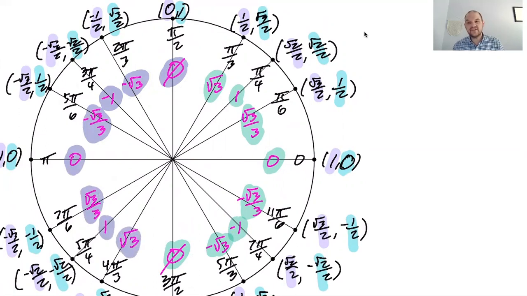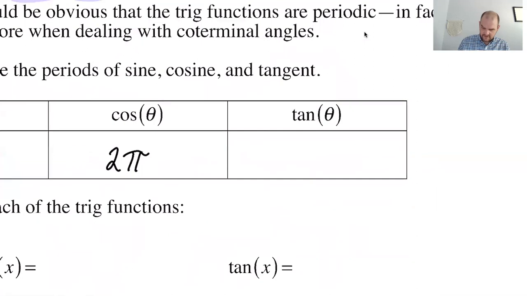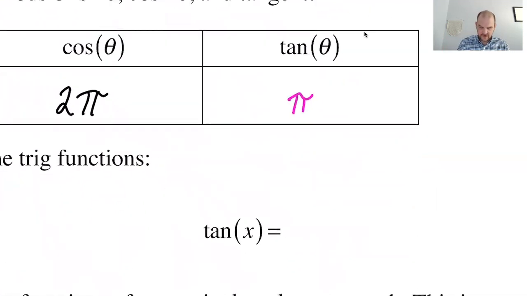It actually only takes half of the circle for tangent to start repeating itself. If you focus on the undefineds or you focus on the zeros, it's a little easier to see. At 3 pi over 2, you go undefined, and then negative root 3, negative 1, negative root 3 over 3, 0, root 3 over 3, 1, root 3. And then it's going to repeat. So it actually only takes half the circle, which means that the period of tangent is different. It's just pi.